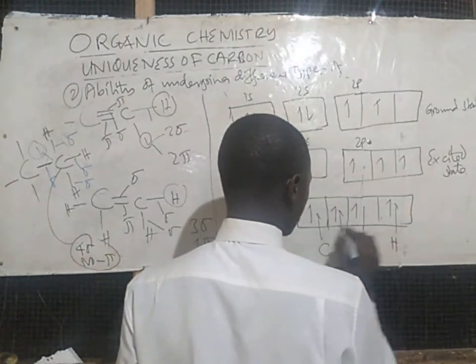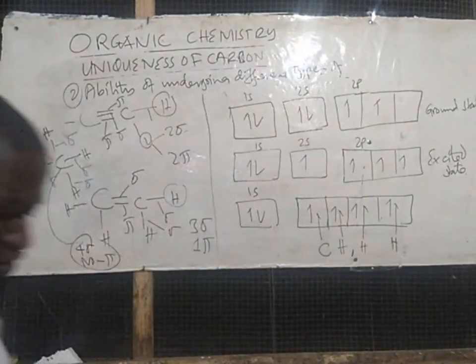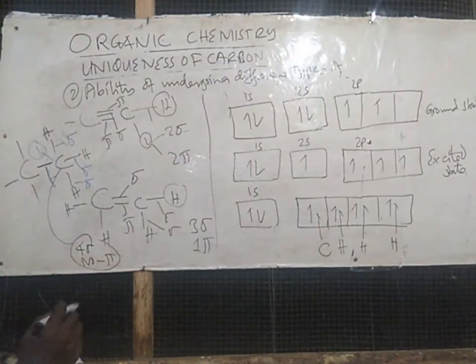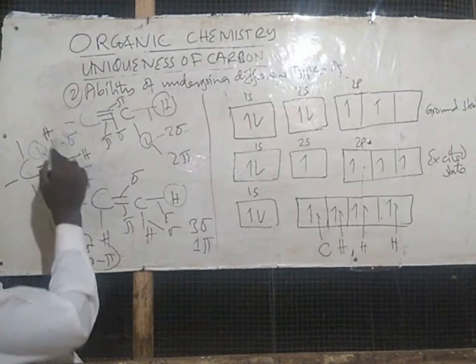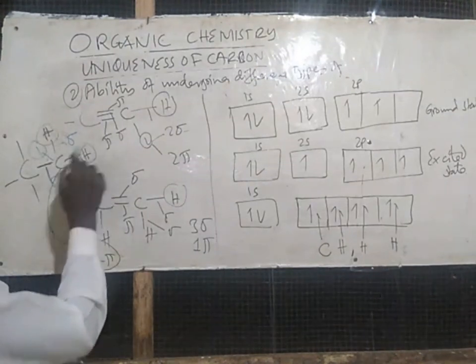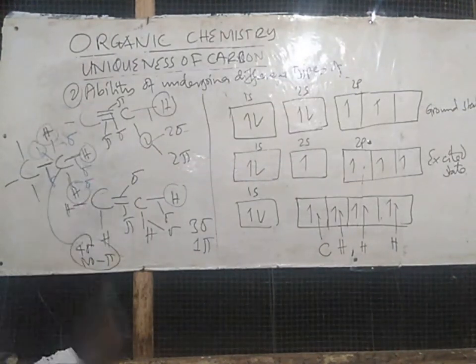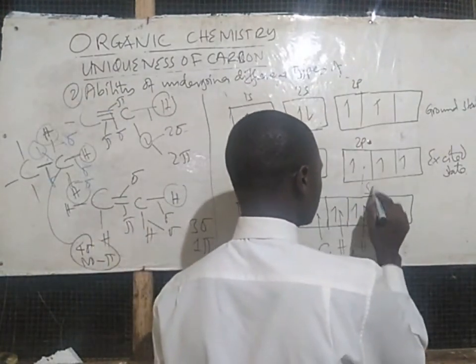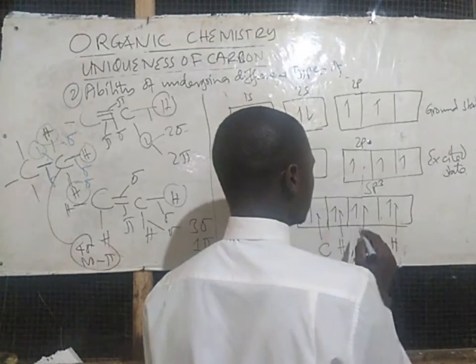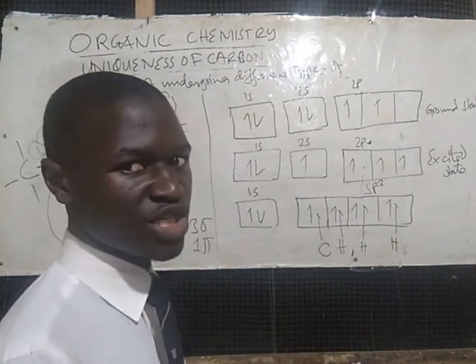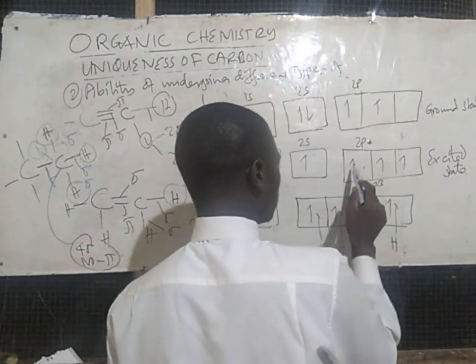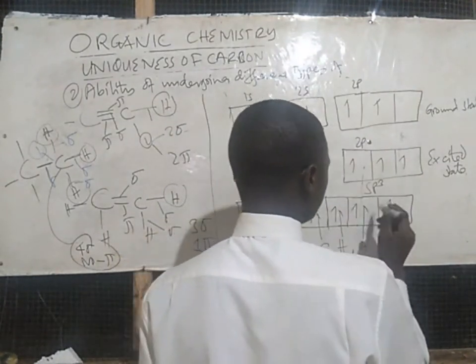So one bond among these is the bond with the other carbon. Let's say it is this one. But another bond, this one is with the hydrogen, this one is the hydrogen, and this one is the hydrogen. So the hybridization state of carbon here is sp3. Don't say sp cubed, no, it's sp3. You have hybridized one s orbital and three p orbitals. So it's sp3.